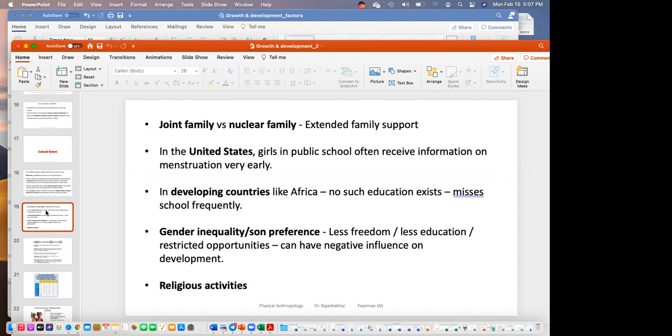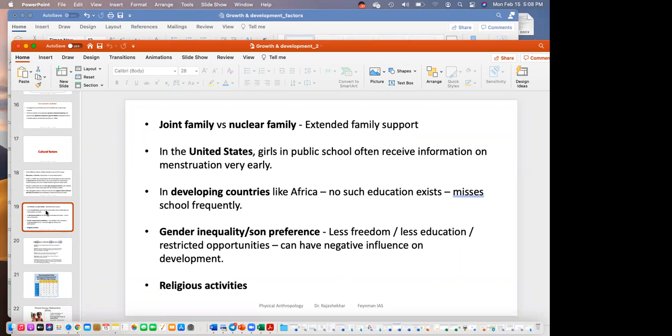Okay. All right. Next, joint family versus nuclear family. Culturally, in some families, I think it is acceptable, actually expected, to live in joint families. Whereas with urbanization, and within developed countries, you see more nuclear families becoming a common theme. So this can also have an influence on growth and development. There are multiple dimensions you can take here.